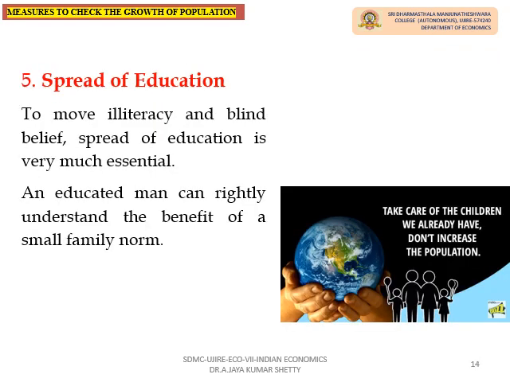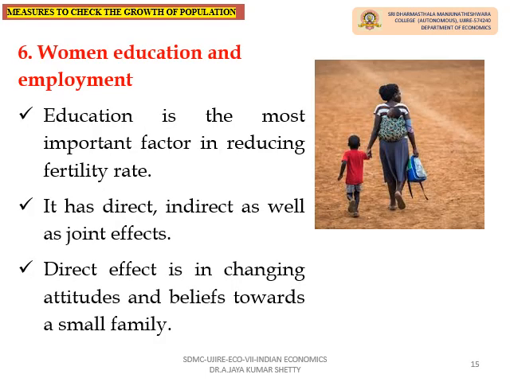Spread of education. If we educate the people, if the literacy level goes up, the birth rate will automatically come down. With literacy, no blind belief. With the spread of education, we know that people understand the benefits of a small family. So, we need to educate people. We need to increase the literacy level, which will definitely create awareness among couples to limit the size of the family.